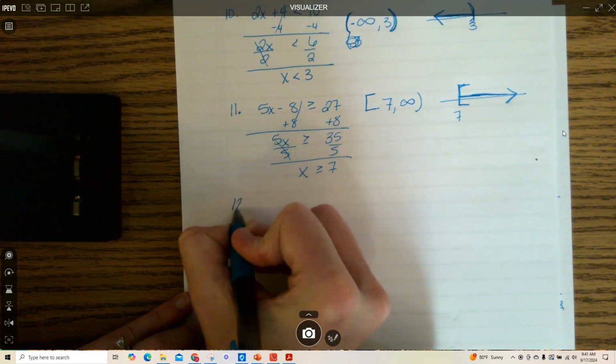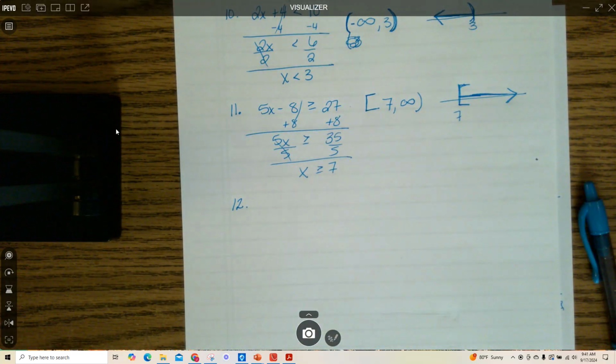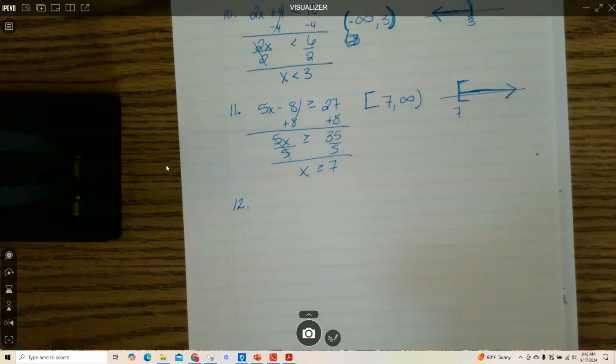I put bracket 7, comma, infinity, parenthesis, and that was wrong. Okay. That problem looks right, though? Thanks. Okay, 12.